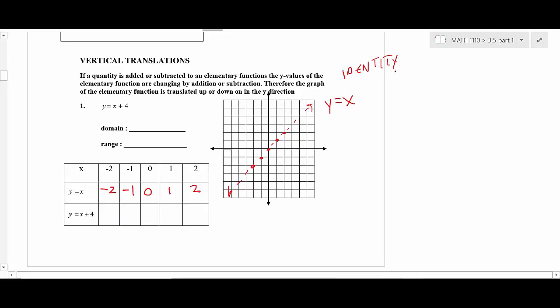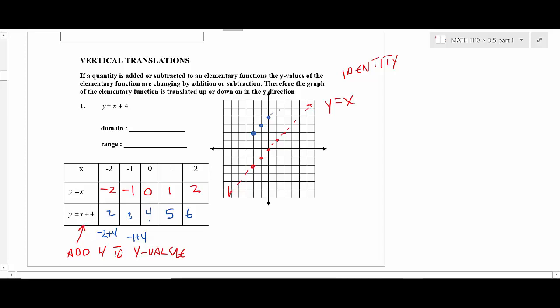Now, what's going to happen is that 4 is going to add 4 to all the y values. That's the arithmetic. So it's going to move everything up, but you want to understand why everything goes up. So what I do here is I just add 4 to these numbers. -2 plus 4 is going to be 2. -1 plus 4 is 3. 0 plus 4 is 4, 1 plus 4 is 5, 2 plus 4 is 6. So what you do now is you plot those points. So you would have left 2, up 2, left 1, up 3, and so forth.